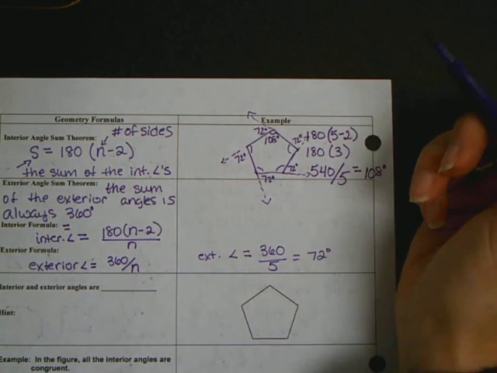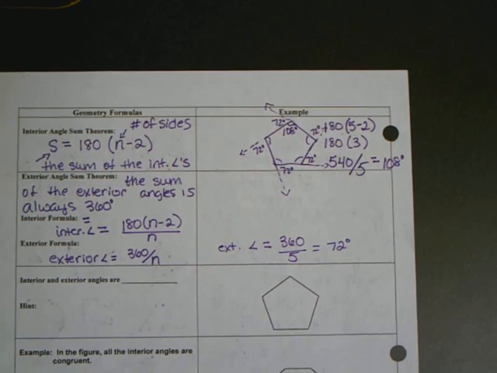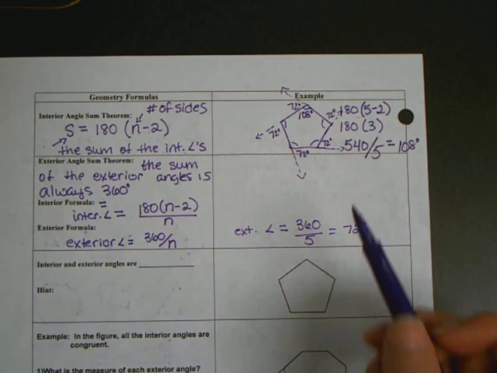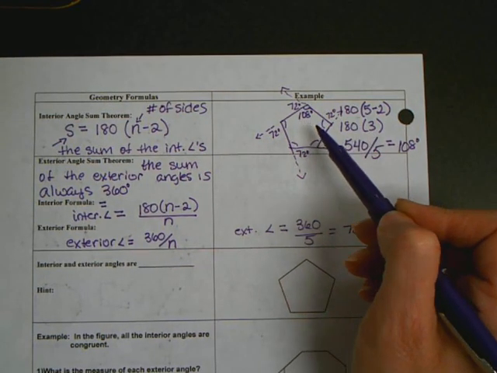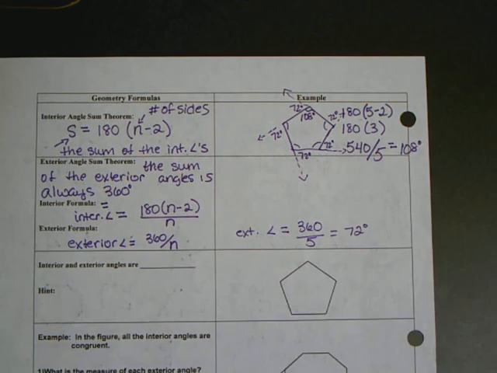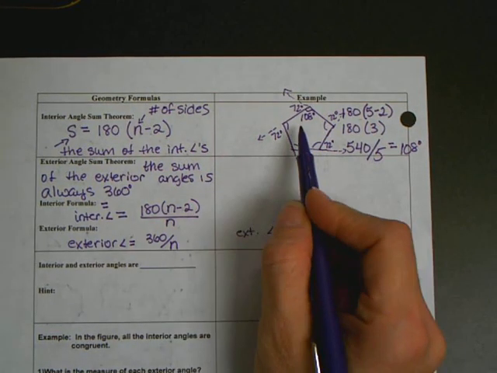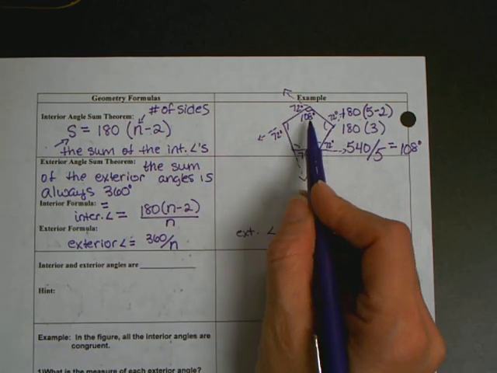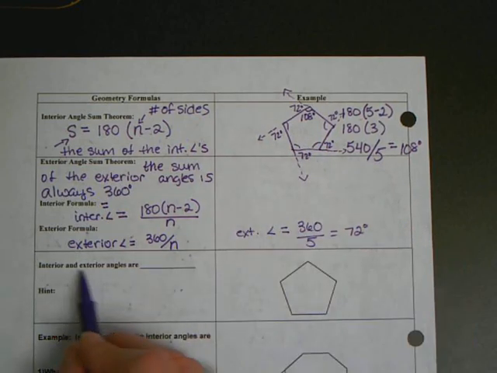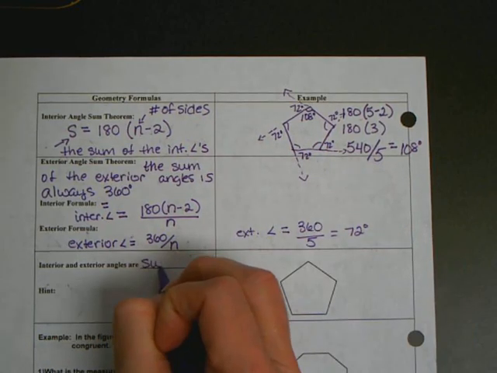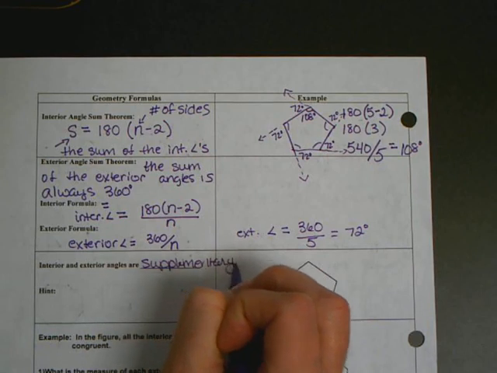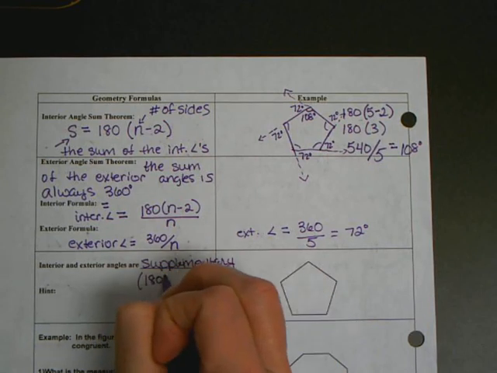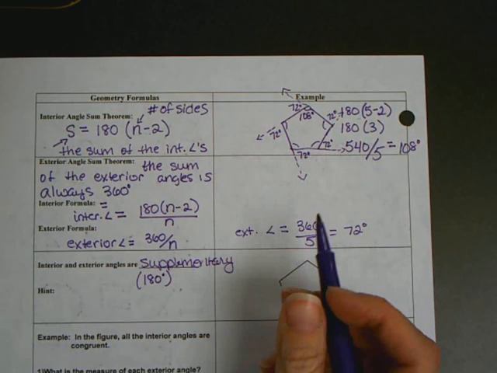Now, I want to see if anybody picked up on this. What do you notice about the exterior angle and the interior angle? They add up to 180 degrees. 72 plus 108. So your interior and exterior angles are supplementary. That goes back to first semester. Angles that add up to 180 degrees.